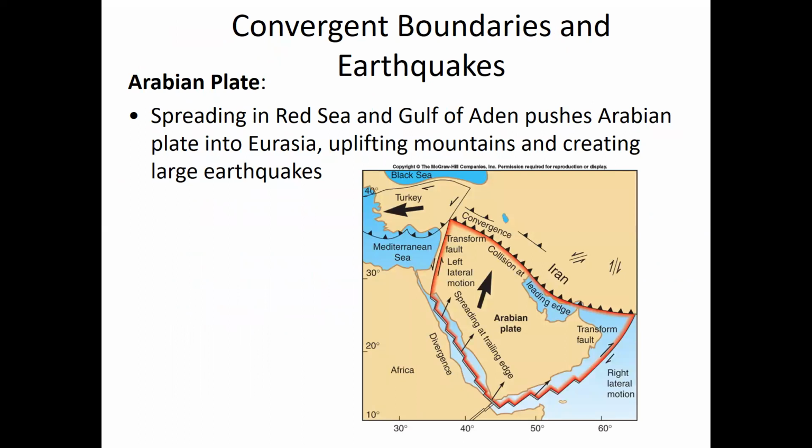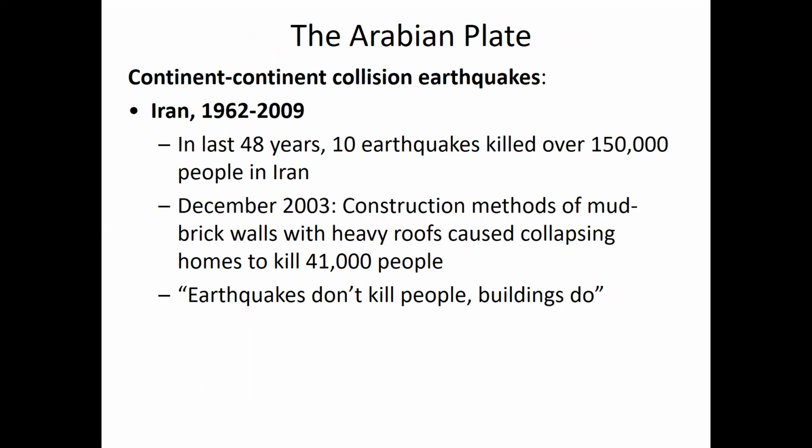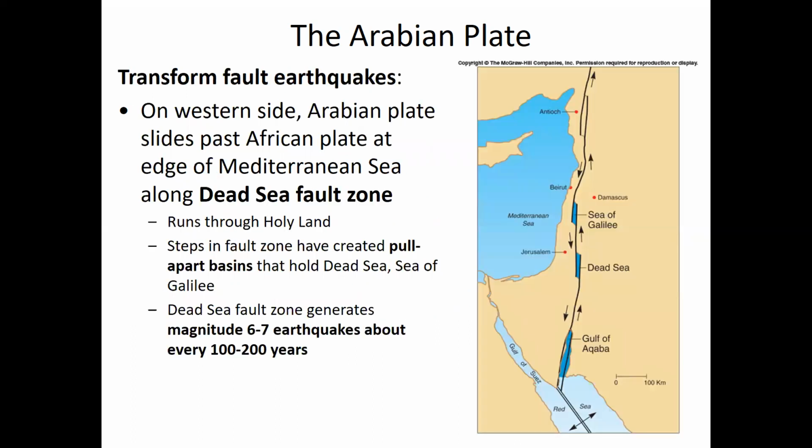Another continental convergent plate boundary is the Arabian Plate moving and colliding with the Eurasian Plate. That's creating this convergence, and this is the convergent plate boundary that results in the earthquakes in the Iran region. In the last 48 years, there have been 10 earthquakes. They killed over 150,000 people in Iran. In December 2003, construction methods of mud brick walls and heavy roofs caused the collapse of homes that killed 41,000 people. So I always reiterate this, right? Earthquakes don't kill people. The collapse of buildings kills people.